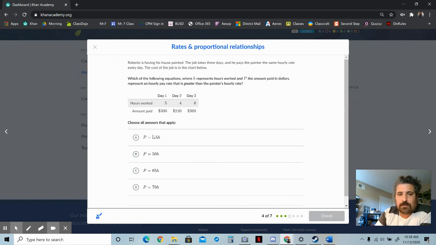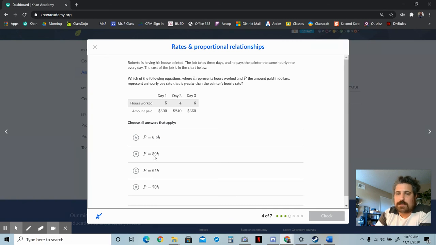So which equation would be the correct equation here? Well, your multiplier is 60, right? So it would be the number of hours worked times 60 equals the amount of dollars that he gets. Okay? So it says, which of the following equations, where H represents hours worked and P represents the amount paid in dollars, represents the hourly pay rate that is greater than the painter's hourly rate? So he gets $60 per hour. Which of these is greater than $60 per hour?